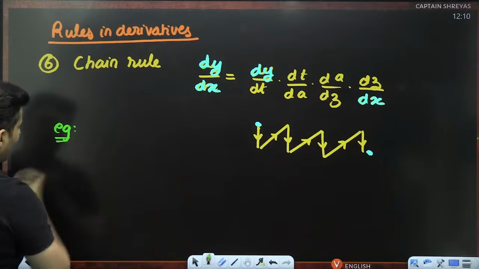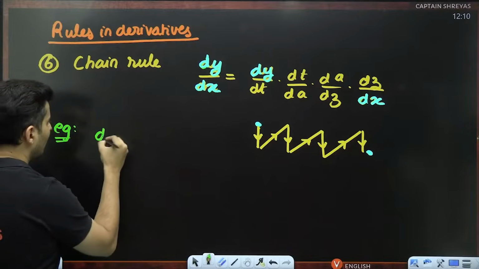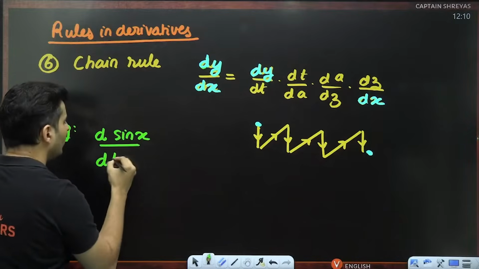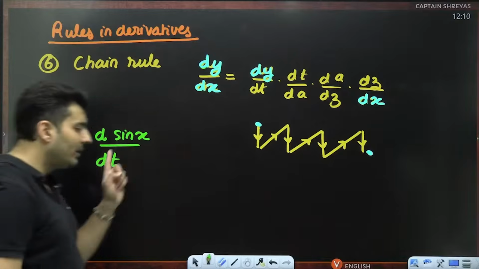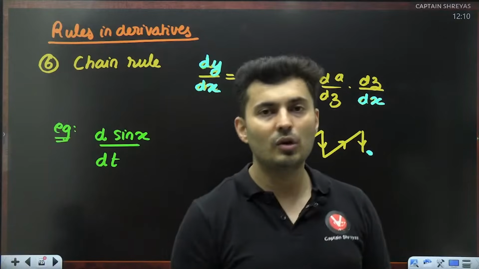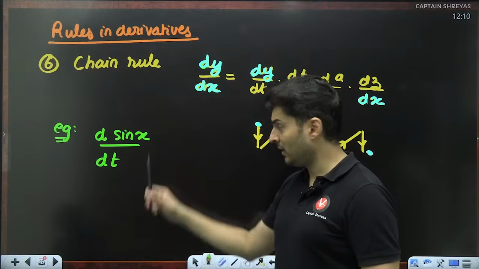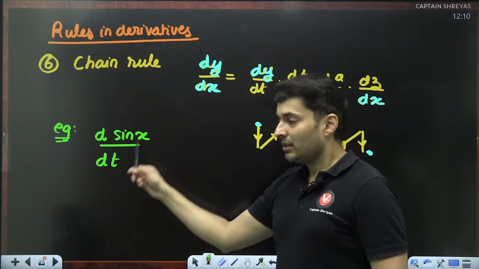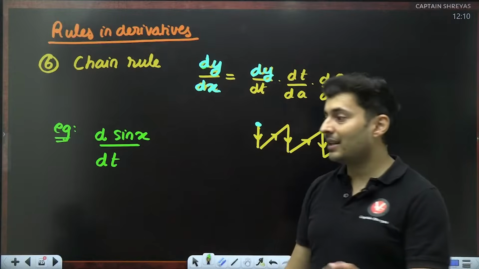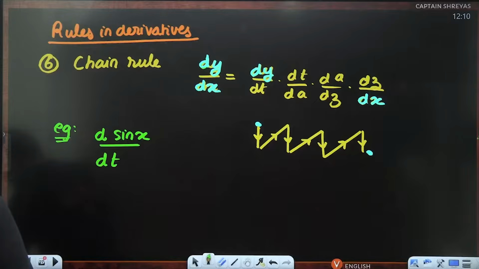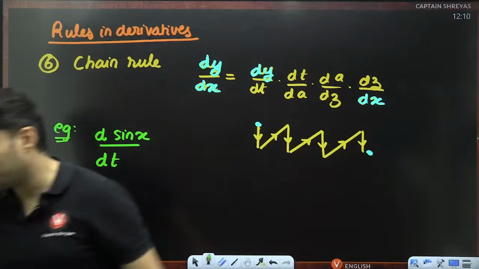Imagine a situation like this. I want to find the derivative of sine of x, but with respect to t. Please understand, you cannot differentiate x with time. If there is x, there should be x. If there is t, there should be t. You cannot write this as cos of x. It is invalid. Understood, my dear students? It is invalid because you are differentiating x with respect to time.